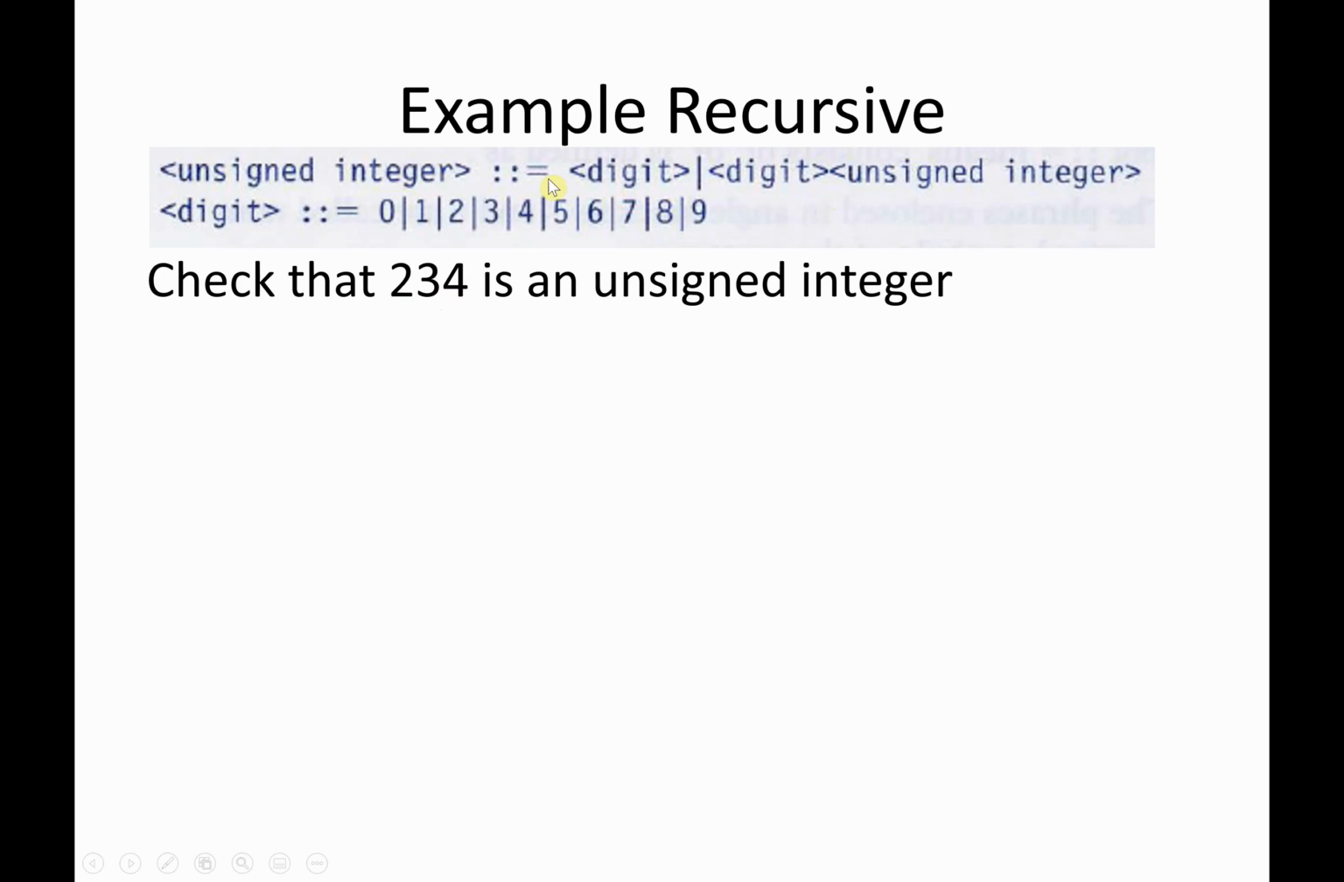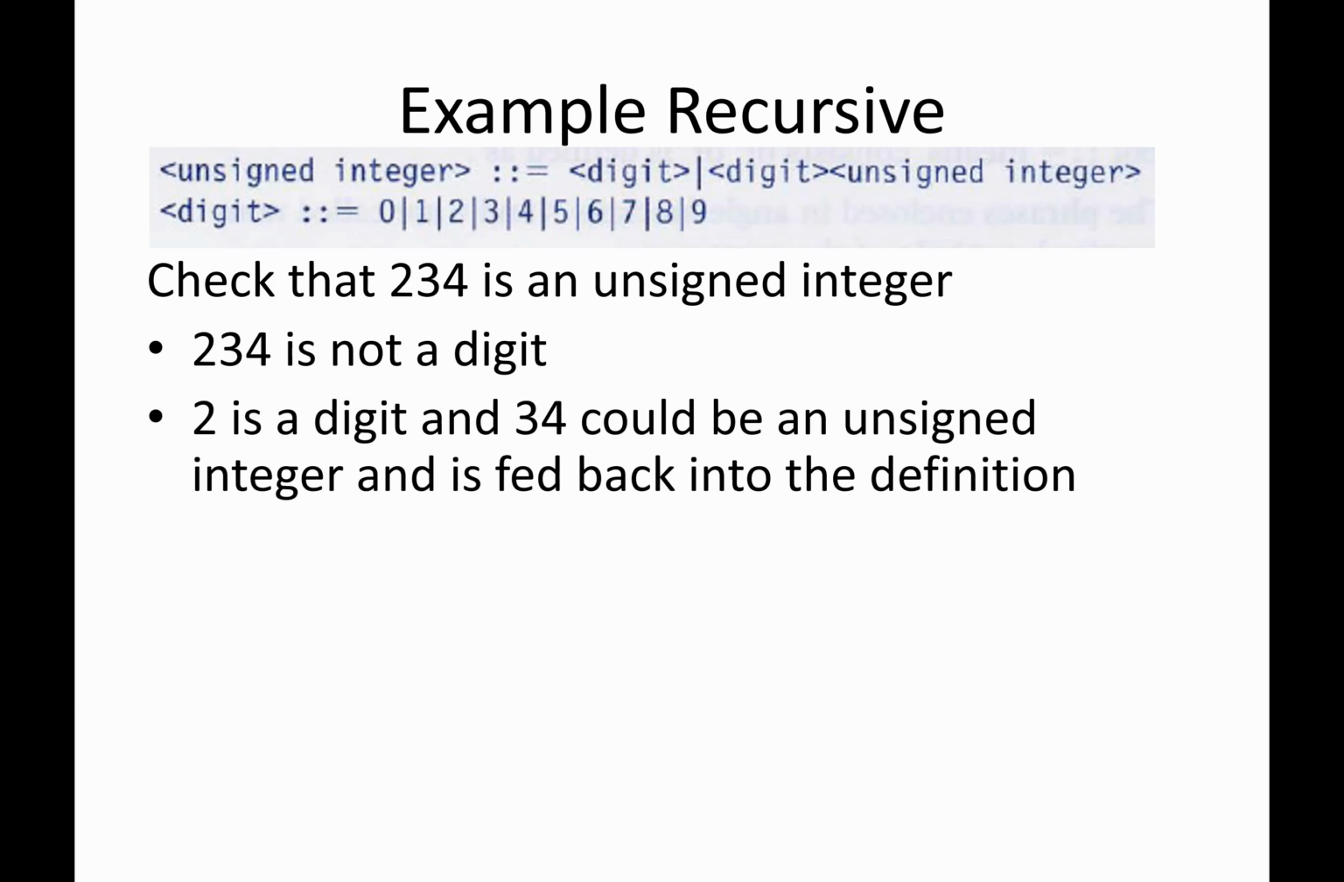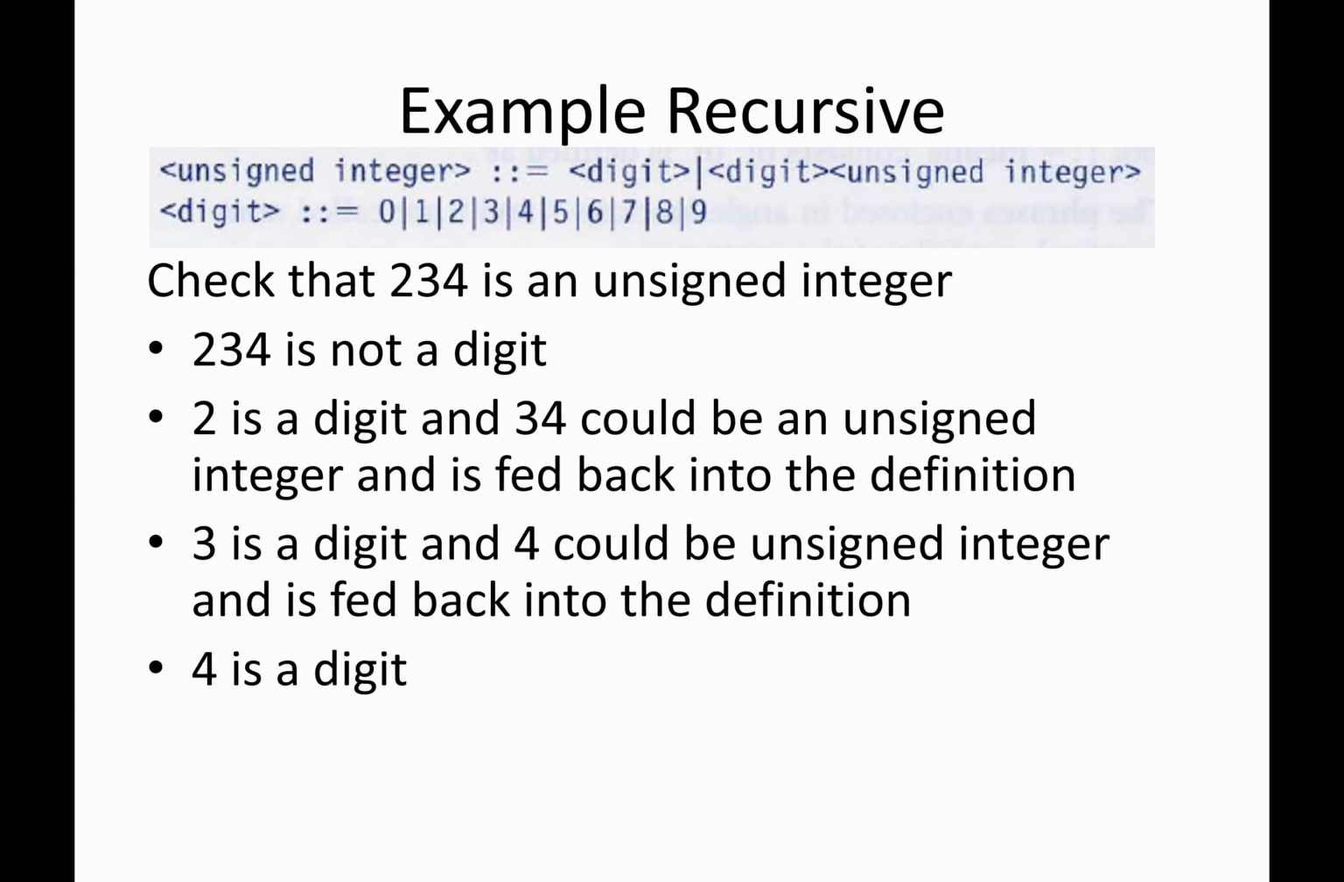All right. So then we come in here. Is 3, 4 a digit? No. But is 3 a digit? Yes. Is 4 an unsigned integer? Check it in. Is 4 a digit? Yes. So the answer is yes, 2, 3, 4 is an unsigned integer. Right. So this is basically what I've just said here.